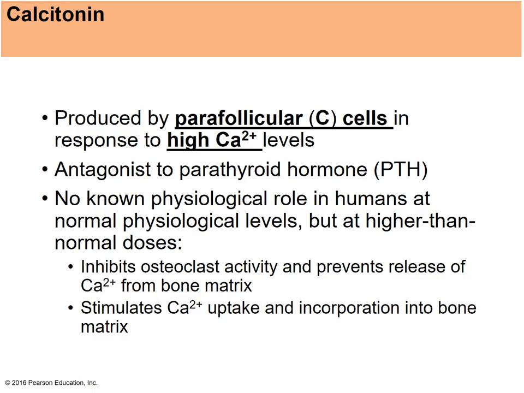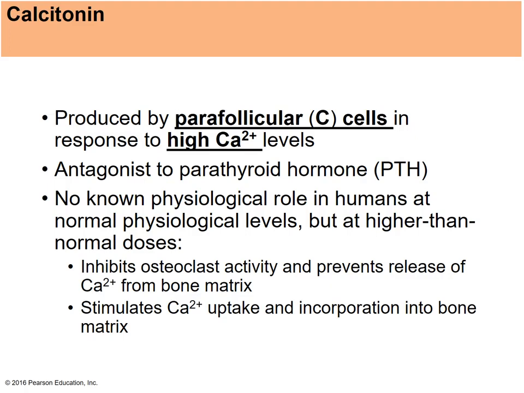Calcitonin is produced by the parafollicular cells. It is going to be released in response to high calcium levels. So it does the opposite of what the parathyroid hormone is going to do. It tends to inhibit osteoclast activity, which makes sense because if you remember, osteoclasts are the cells that are breaking down the bone matrix, and what's in the bone matrix is calcium. So if calcium levels are too high in the blood, you're wanting to get those levels down.